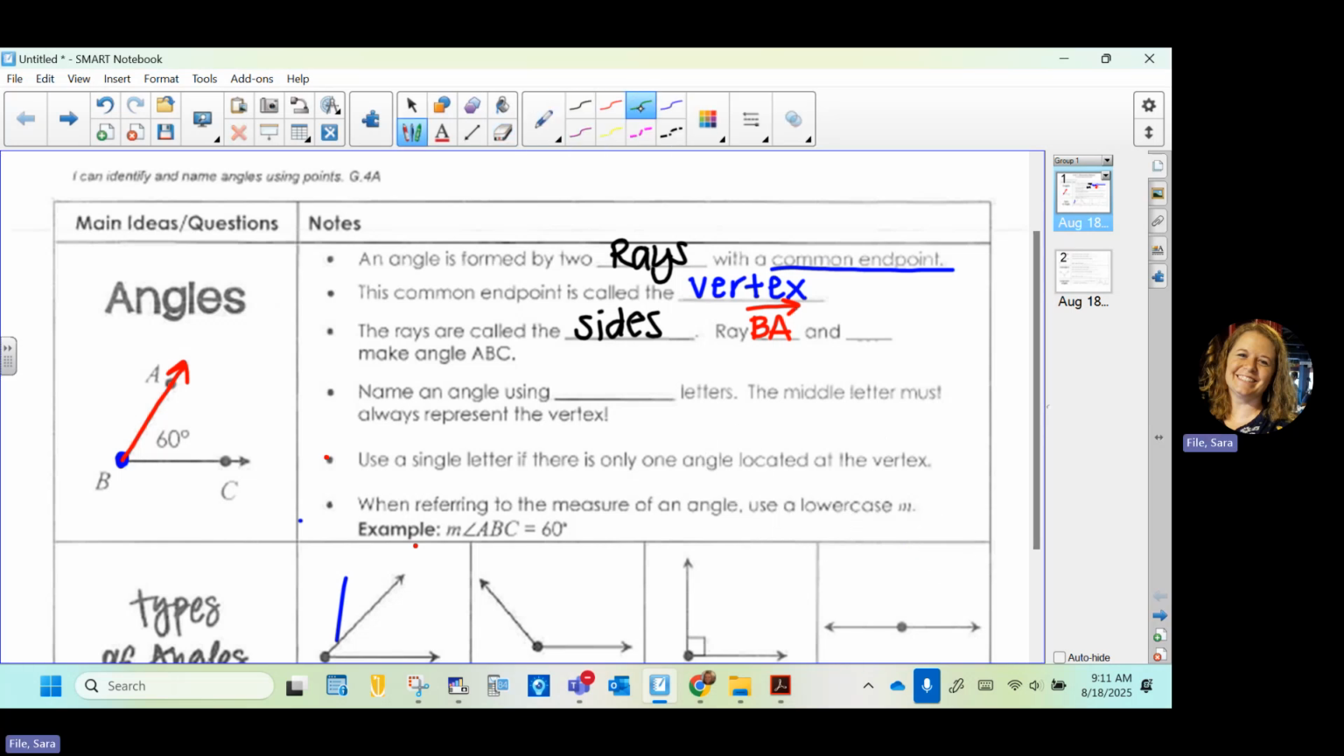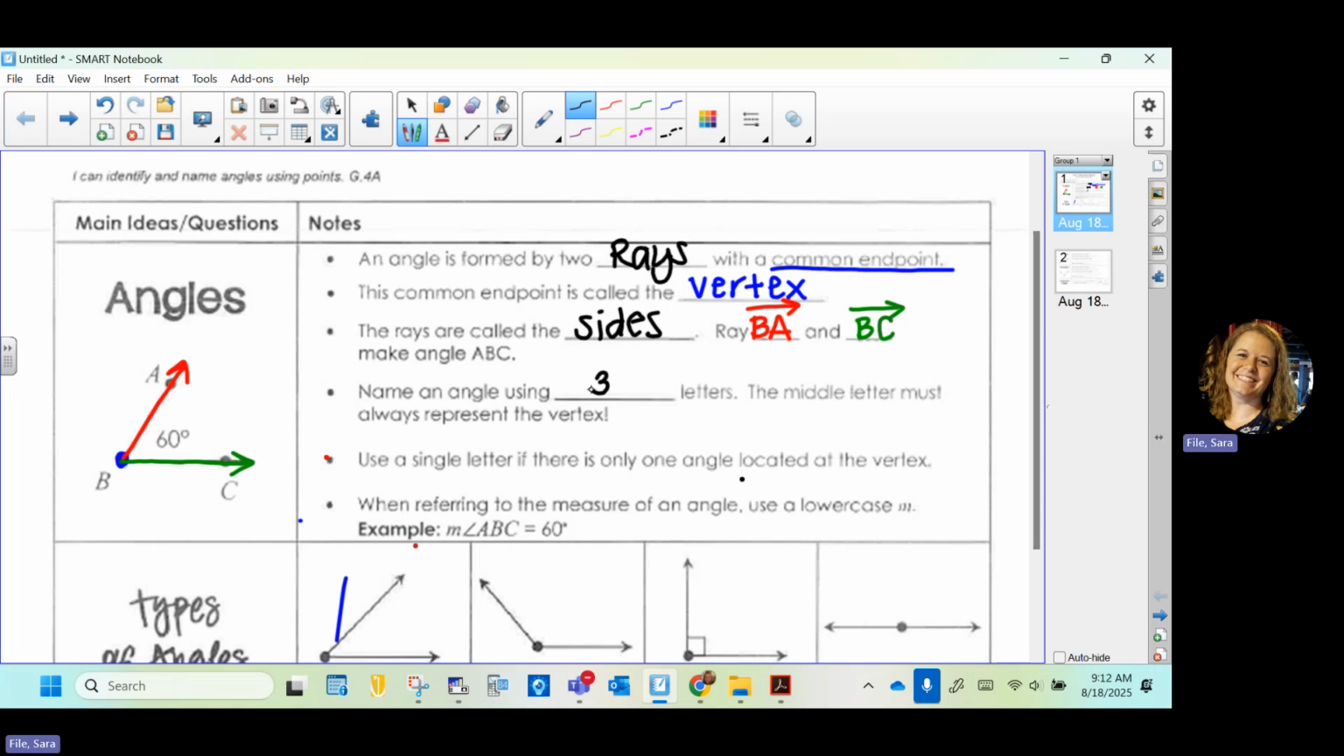Okay, so this other side, I'll highlight it in green. What could we name that ray? McKenna. Yes, so again, we have to start with B because that's the endpoint, and then it goes through point C. So you always start with the beginning of the ray. Where does the ray start? And then a point that it goes through. So ray BA and ray BC are the sides of this angle. B is the vertex. When we name an angle, we are going to use three letters, three points.